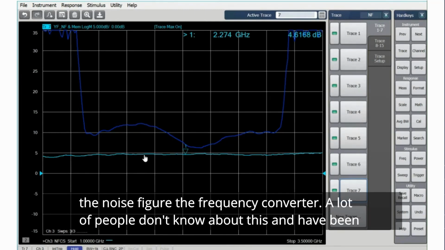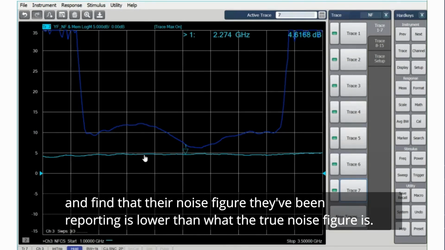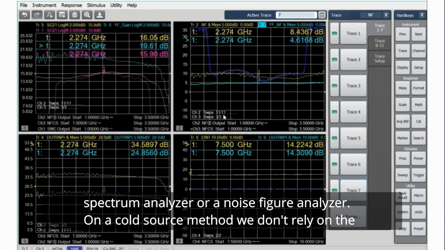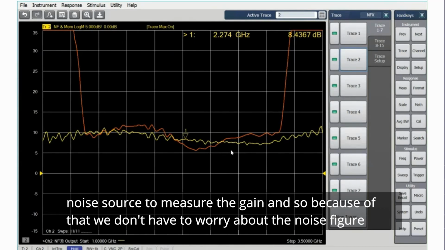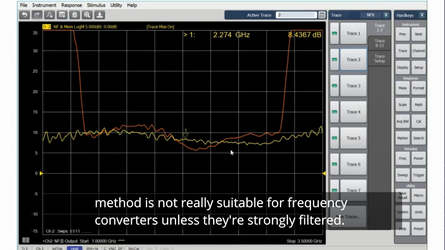A lot of people don't know about this and have been a little bit shocked when they go back and do careful measurements of their frequency converters and find that the noise figure they've been reporting is lower than the true noise figure. So that's an issue we have to be quite careful with on a Y factor method, for example using a spectrum analyzer or a noise figure analyzer. On a cold source method, we don't rely on the noise source to measure the gain. And because of that, we don't have to worry about the noise figure being degraded by having a filter or not having a filter. So this is why we think the Y factor method is not really suitable for frequency converters unless they're strongly filtered.